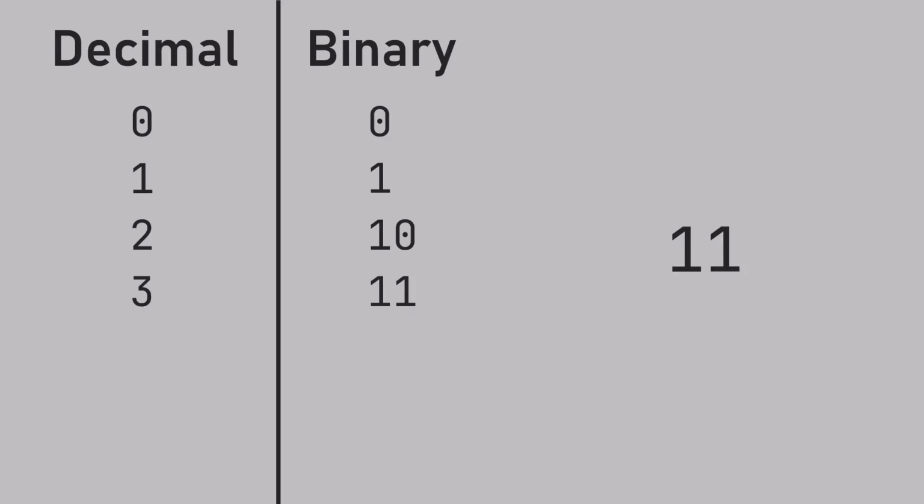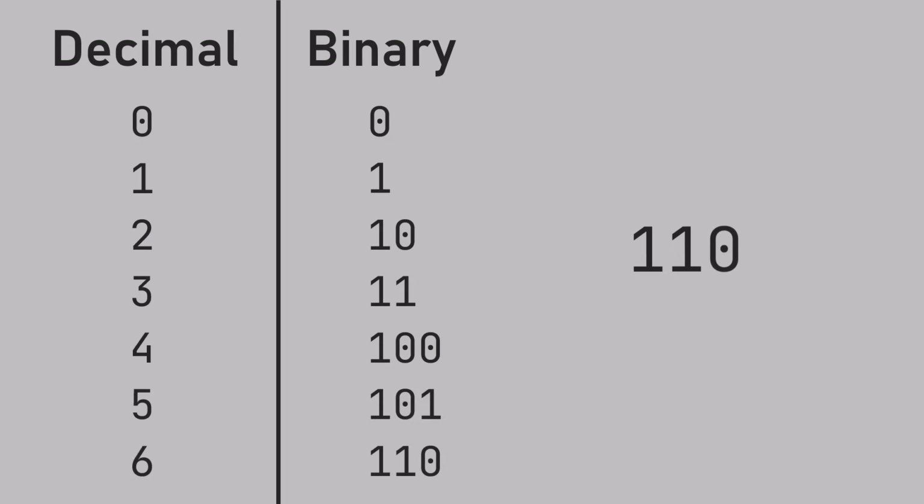To represent 4, we'll need to think about what we do when we get to 99 in decimal. Since we got our maximum symbol at 2 digits, we'll introduce a new digit, set it to 1, and set the previous digits to 0. So 4 is 1, 0, 0. 5 is 1, 0, 1, and 6 is 1, 1, 0.